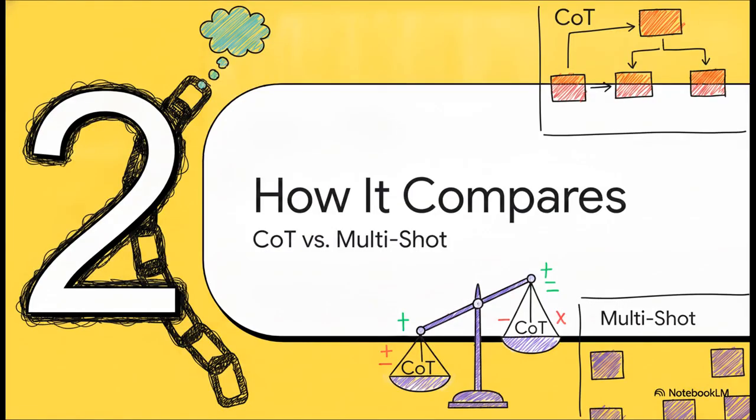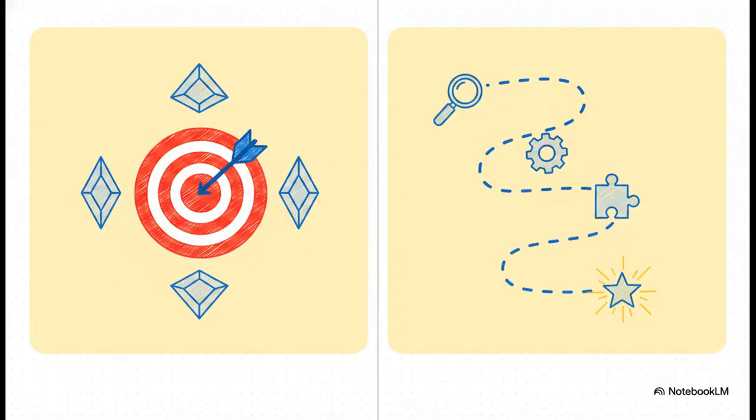Moving on to Section 2, how it compares. Let's look at chain of thought versus multi-shot prompting. Now, what's really interesting about this slide is the clear distinction between training the output versus training the reasoning. Multi-shot prompting is this great technique where you provide the AI with several examples of the desired final output. Like, you might show it 3 perfectly formatted user stories so it knows exactly how to format the 4th one.